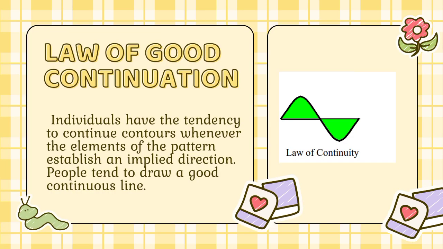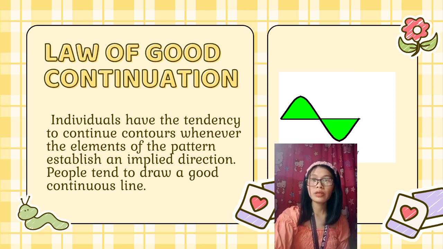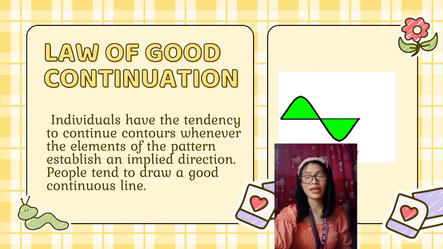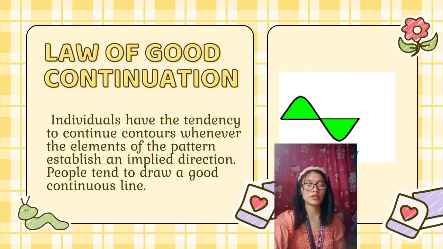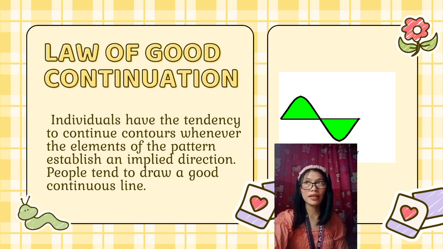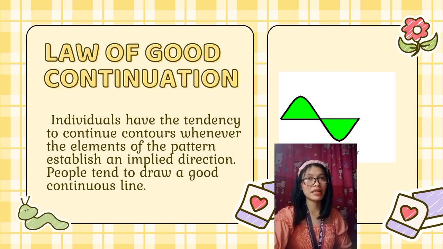Next is the law of good continuation. Individuals have the tendency to continue contours whenever the elements of the pattern establish and imply directions. People tend to draw a good continuous line. So, the continuation of the lessons: we connect it to our previous lessons. We connect it because as students or learners, we can understand the materials better if they are connected to our prior knowledge, right? There you can really see that the students have understanding of previous lessons.